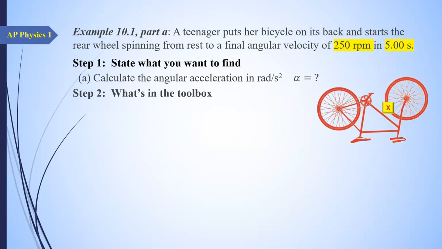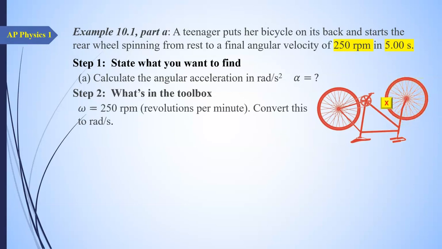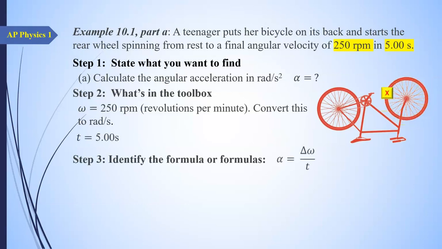What's in the toolbox? That means what numbers are you given? So omega, the angular velocity, is 250 revolutions per minute. We need to convert this into radians per second. And the time is 5 seconds. So step 3, identify the formula or formulas. It's going to be angular acceleration equals change in angular velocity over time. So you set up the equation and solve it.